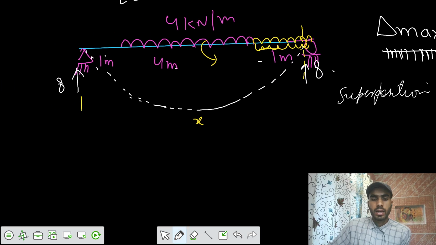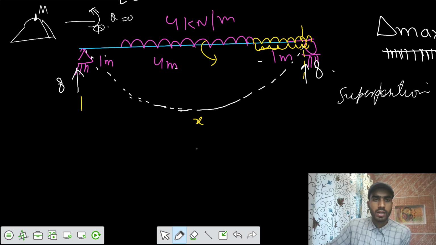Let's think of this one. We know that when we draw the BMD, there was some value of bending moment at the mid. If there is bending moment at the mid, there is some shear force. Let's say shear force is 0, but we can treat it as a fixed support here, because deflection is also 0 and theta is 0 there. We can say it's behaving like a fixed support.